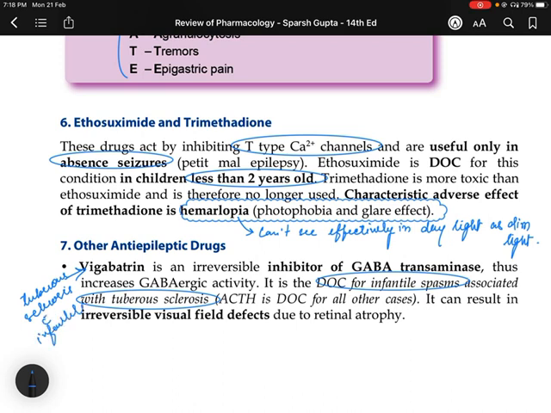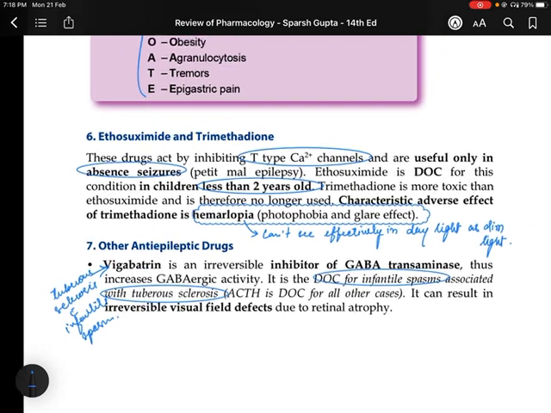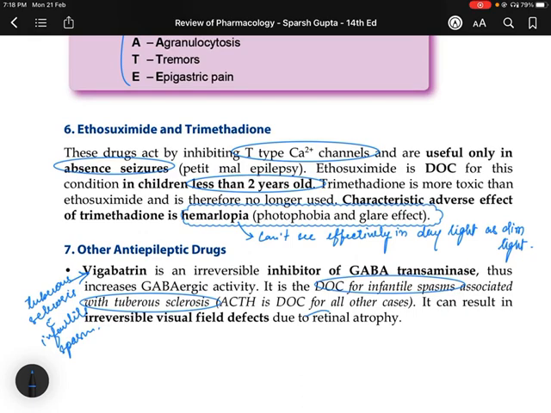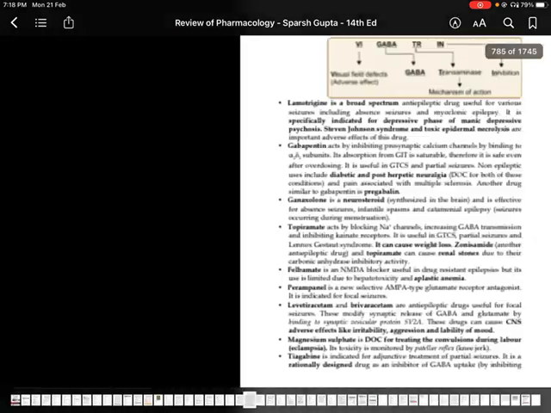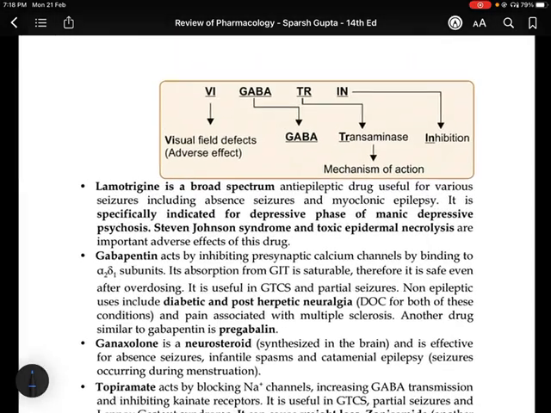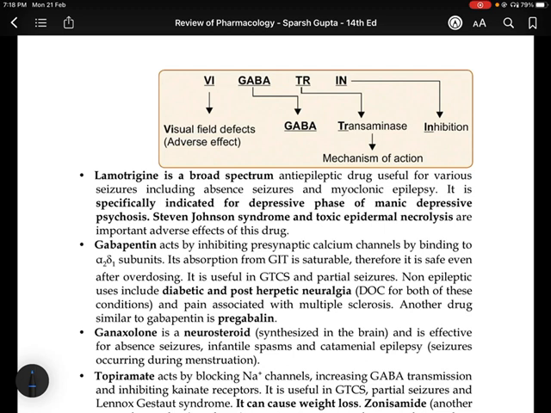It's already written there. And ACTH is DOC for all of the cases. It can result in irreversible visual field effect due to retinal atrophy. The retinal atrophy can also occur with vigabatrin. Now, they have given what all can happen. So this whole thing is actually vigabatrin.